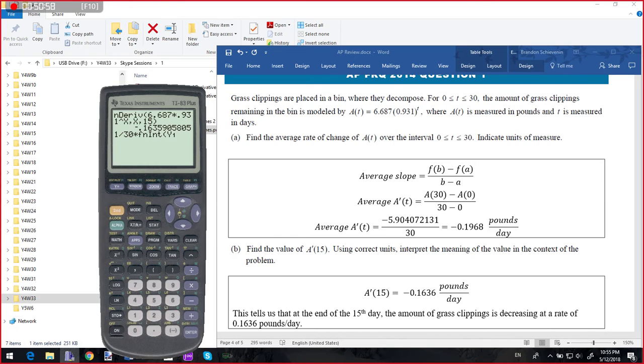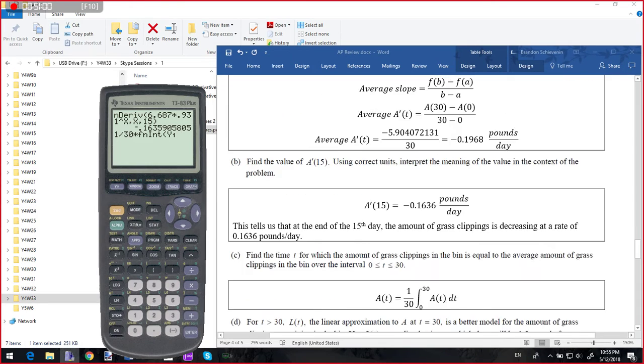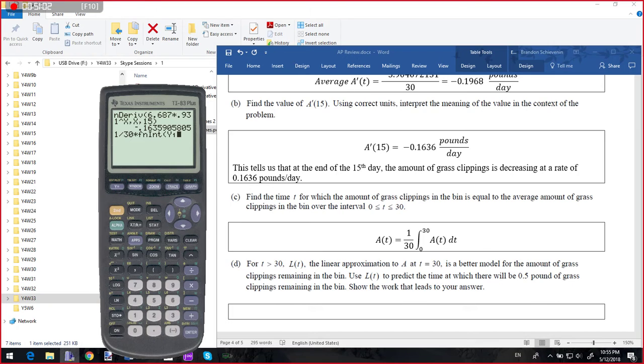Okay, what comes next? Sorry, Sabasa, say that again? X. Okay, so I'm integrating in terms of x from what to what? 0 to 30. Okay, so don't forget your commas. I need a comma between my equation, variable, lower bound, upper bound. And then I'm going to close that parentheses.